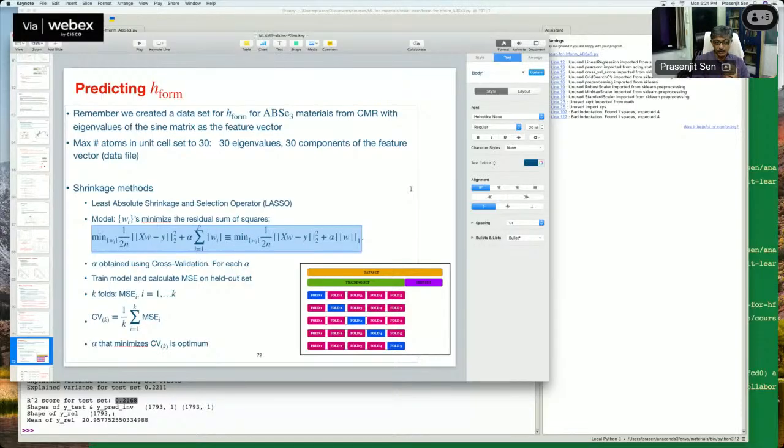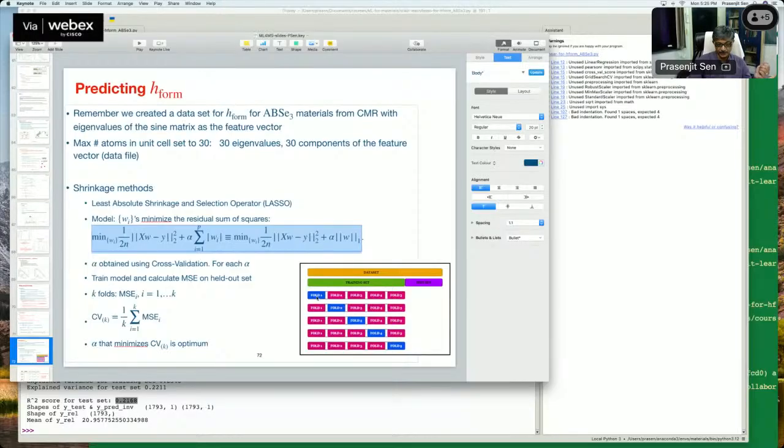Now, for each value of alpha, first I have to choose a range of alpha. And in this range, what are the specific values of alpha that I use? Now, for each of those alphas, you train your model using 4 of those folds. So when you are here, you train your model using fold 2, fold 3, fold 4, and fold 5. So that's your training set. And then you test it or validate it on the data in fold 1.